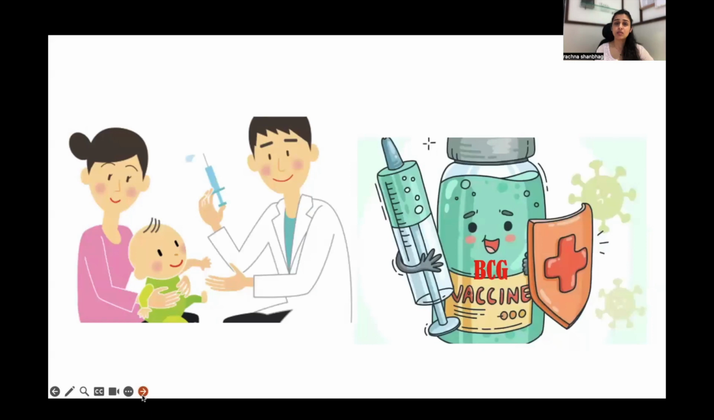BCG vaccine is the most common vaccine administered by the pediatrician in his day-to-day OPD. And as we know, the most common complication of this vaccination is BCG adenitis. BCG adenitis resolves on its own in most cases without receiving any specific treatment. In few individuals, especially the immunocompromised children, BCG vaccination can give rise to disseminated BCG infection, and this infection can be fatal.